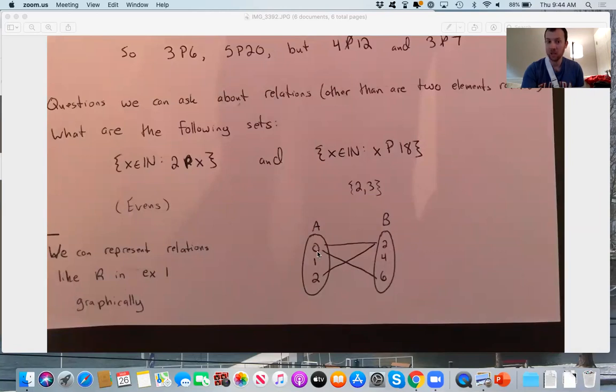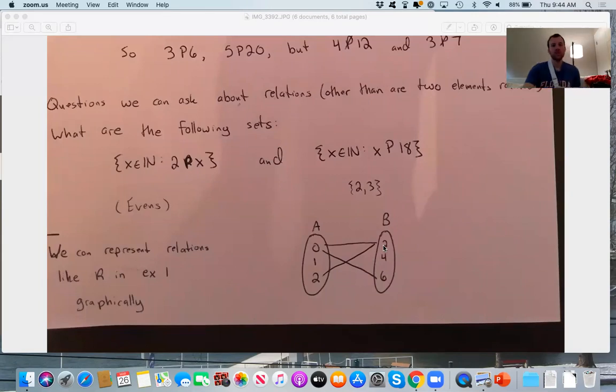So this element of A is related to this element of B, and each line corresponds to a pair in the relation. So this picture says 0 is related to 2, 0 is also related to 6, and then 2 is related to 2. And if you look up at the pair, that is exactly the pairs that we wrote down.